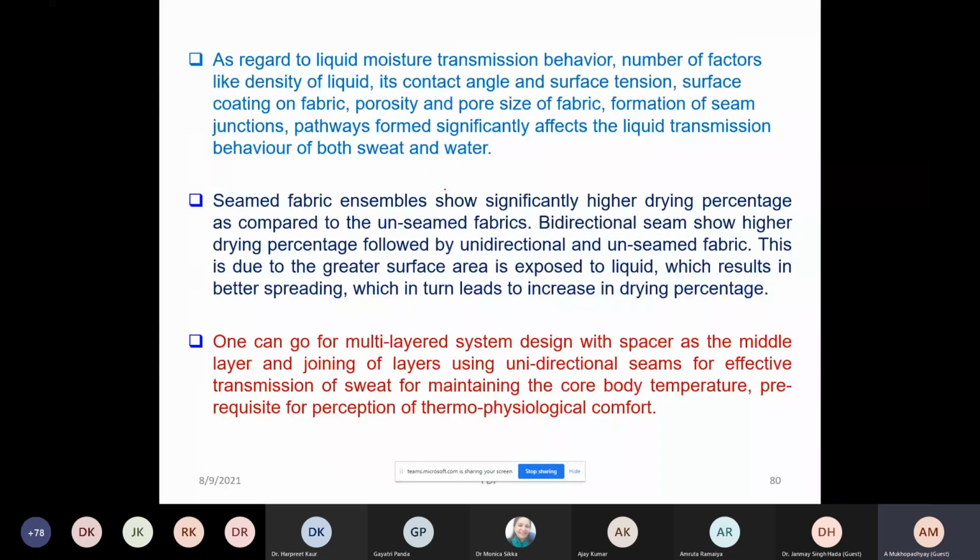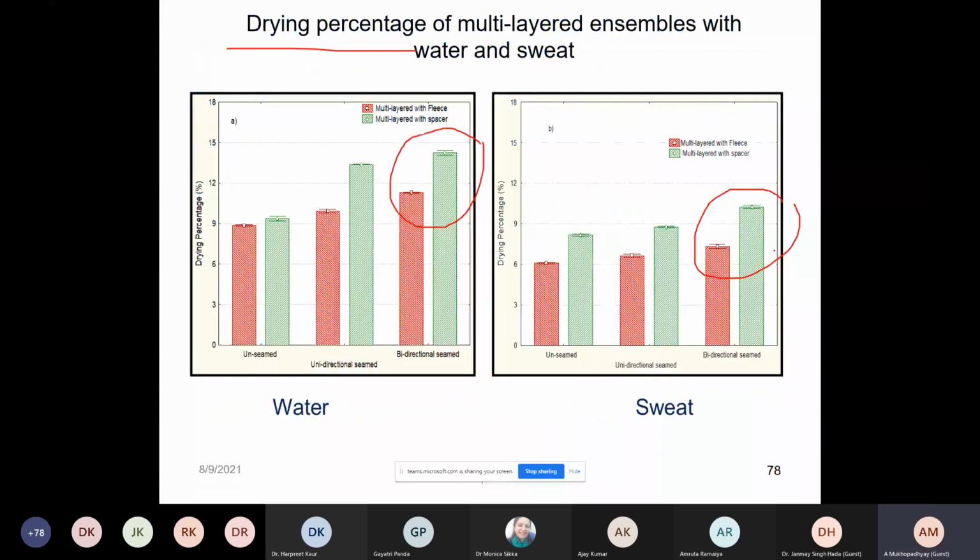Why is the sweat acting differently than water? With sweat we are getting less drying percentage as compared to water. And the relative differences: why are we getting relative differences for different materials, why is the unidirectional seam performing better as compared to the bidirectional material? All this explanation we will get.